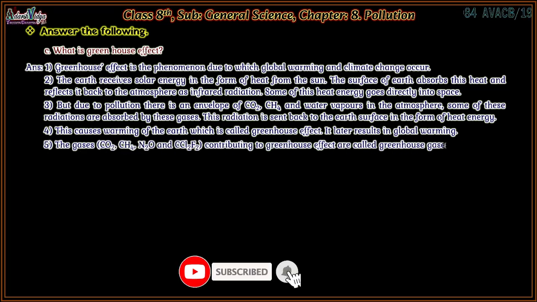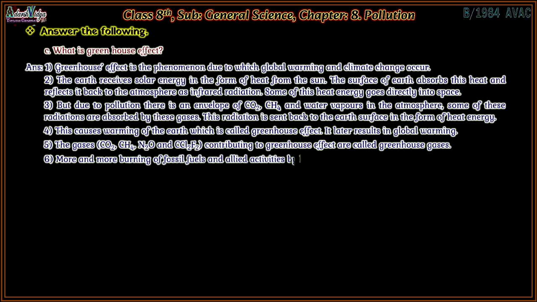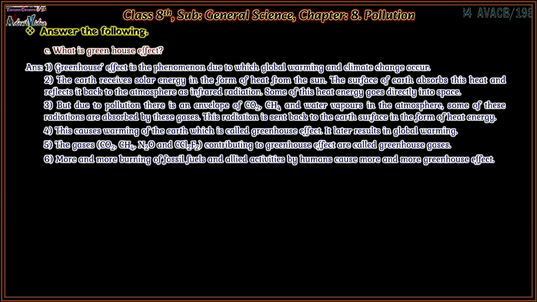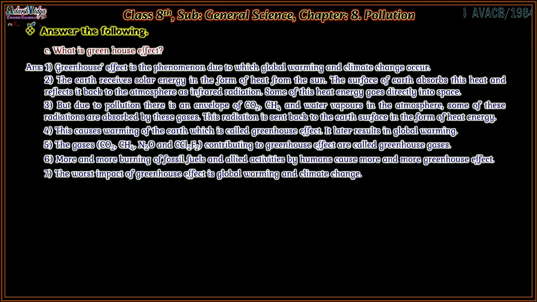Fifth point. The gases CO2, CH4, N2O, and CCl2F2, contributing to greenhouse effect, are called greenhouse gases. Sixth point. More and more burning of fossil fuels and allied activities by humans cause more and more greenhouse effect. Seventh point. The worst impact of greenhouse effect is global warming and climate change.